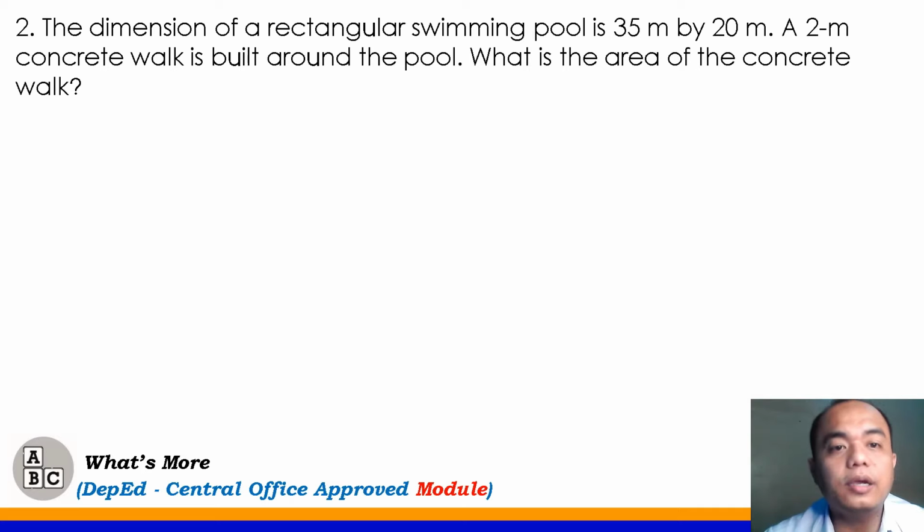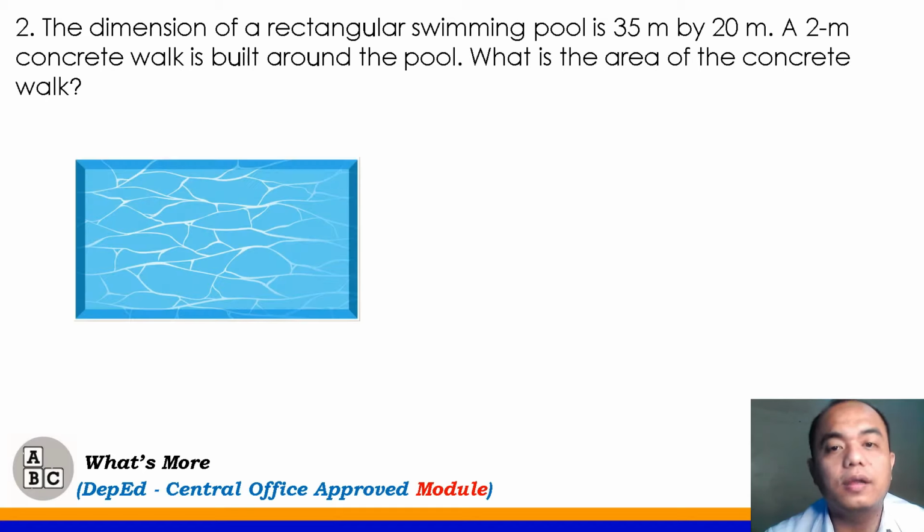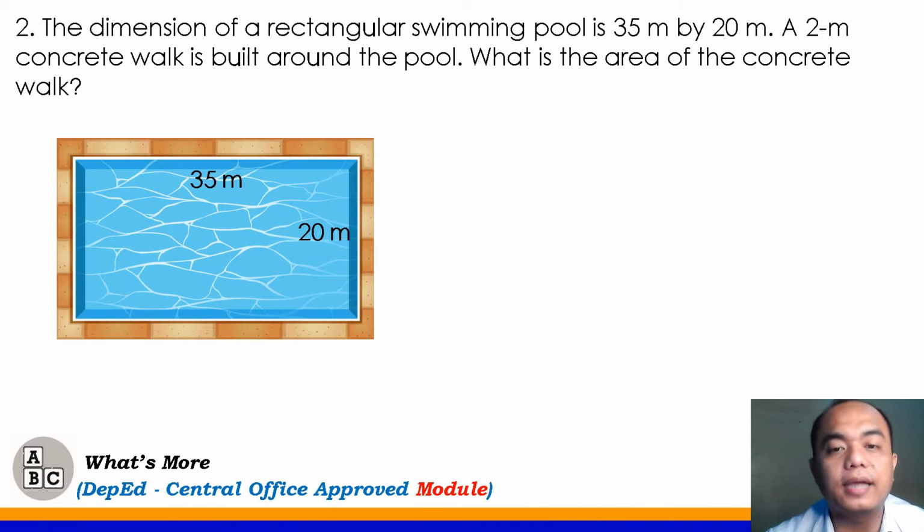So, number 2 here, the dimension of the rectangular swimming pool is 35 meters by 20 meters. Ito yung rectangle na swimming pool natin, class, na may 35 ang kanyang length at saka yung width niya is 20 meters. A 2-meter concrete wall is built around the pool. So, merong concrete na footwalk, no? Sa kanyang paligid. Ito yung class.